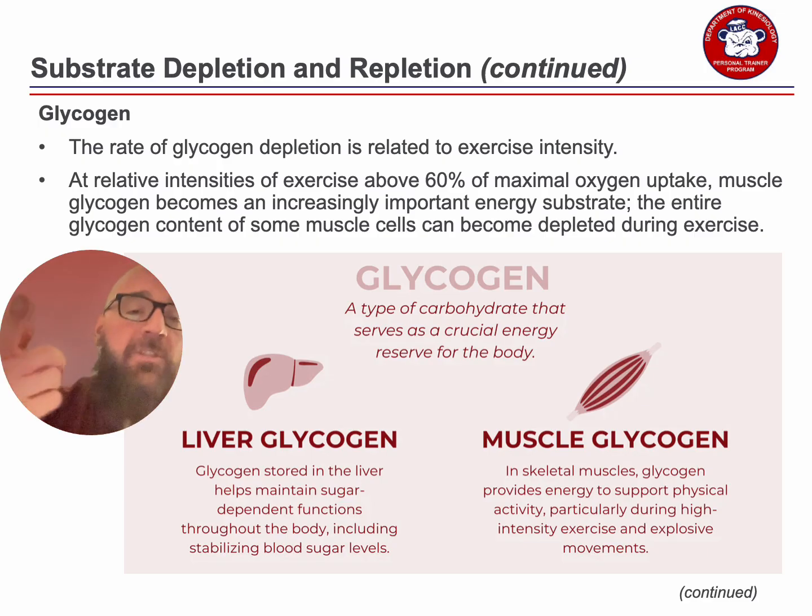So in some cases, if you look here in the diagram, muscle glycogen is on the right-hand side. In skeletal muscles, glycogen provides energy to support physical activity, particularly during high-intensity exercise and explosive movements. But we also have glycogen in our liver. Glycogen stored in the liver helps to maintain sugar-dependent functions throughout the body, including stabilizing blood sugar levels. So if we're using our blood sugar levels, because we're going to use some of the glucose in our bloodstream for sure, the liver is going to release that glycogen, sometimes called glucagon, back into the bloodstream to help keep us stabilized there.